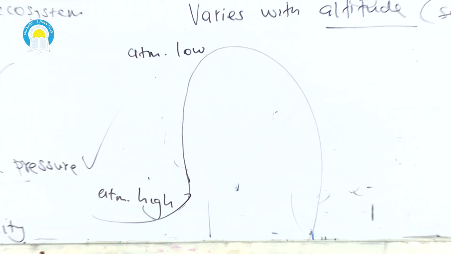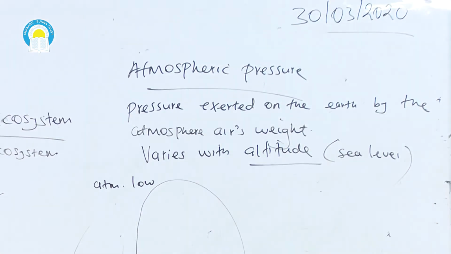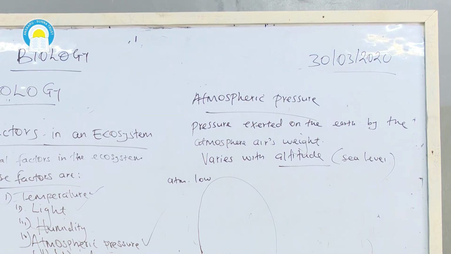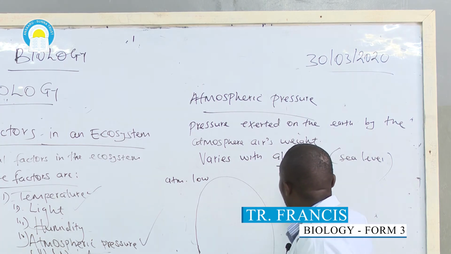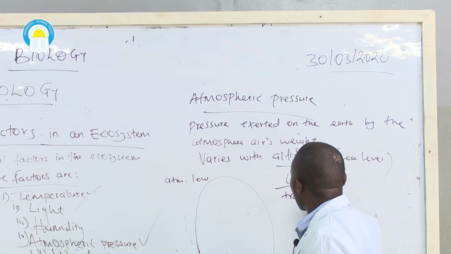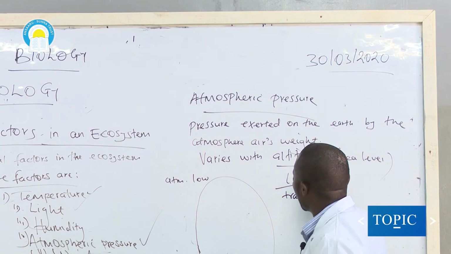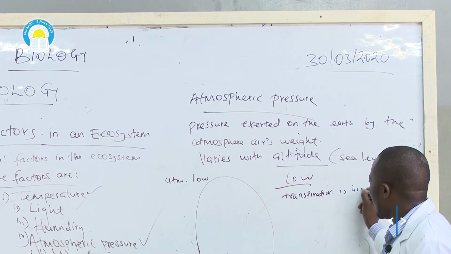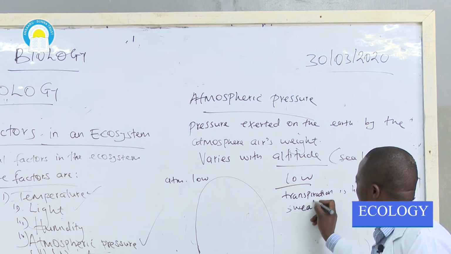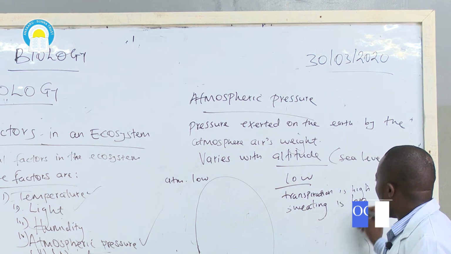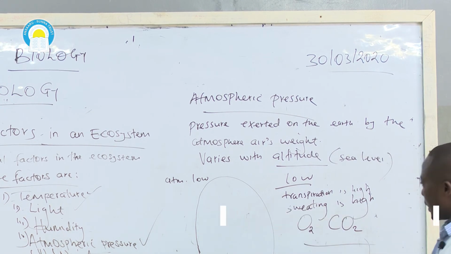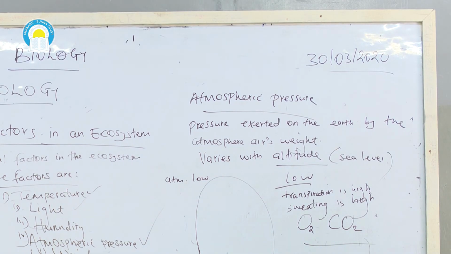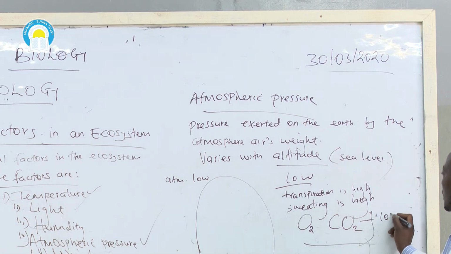In high altitude areas, atmospheric pressure is very low. And when atmospheric pressure is low, the rate of transpiration is high, sweating is high, and the amount of oxygen and carbon dioxide, these gases which are necessary, for example carbon dioxide in photosynthesis and oxygen in respiration, their concentration is very low.